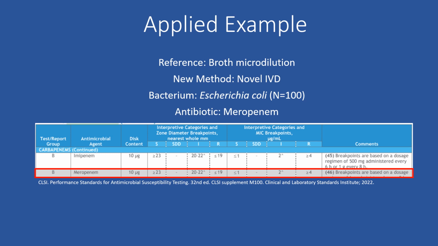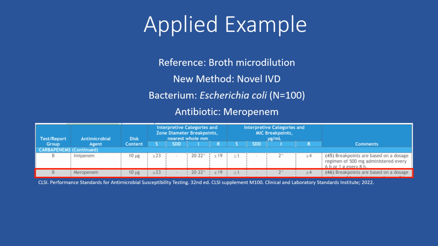Our test method in this example is just a generic novel in vitro diagnostic device. During these analyses, you can look at one or more bacteria and drug combinations. Here we will look at one bacterium, E. coli, and one drug, meropenem, and we'll be evaluating a cohort of 100 E. coli. The table, which is a screenshot from the M100 CLSI document, shows the breakpoints for E. coli, which falls under the Enterobacterales order.